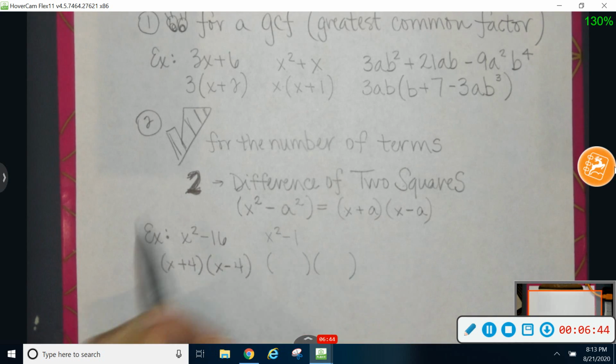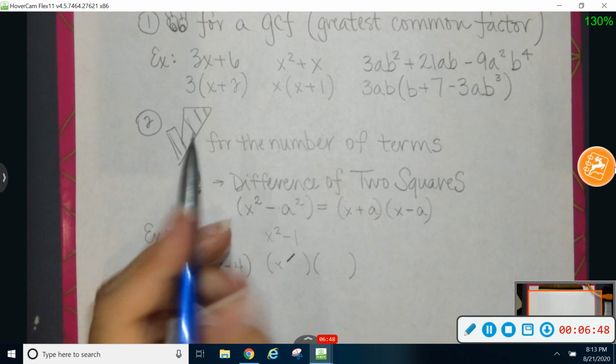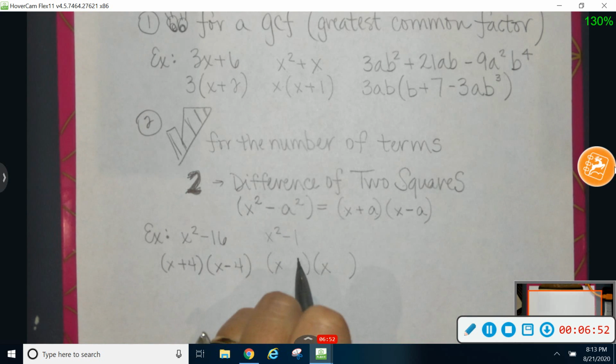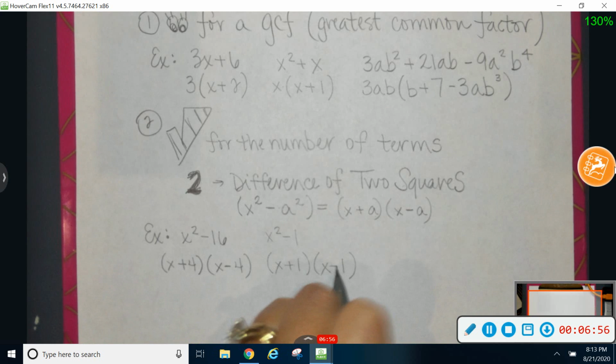Two factors. Square root of the x squared is x, so I'm going to put that front and front. Square root of 1 is 1, so it goes in the back and the back. One factor gets a plus, the other factor gets a minus.